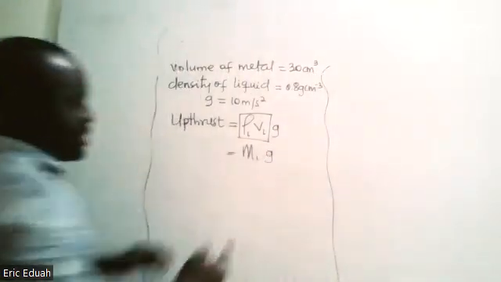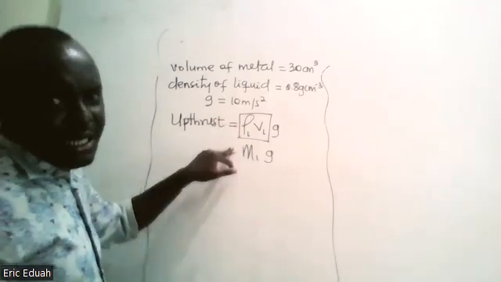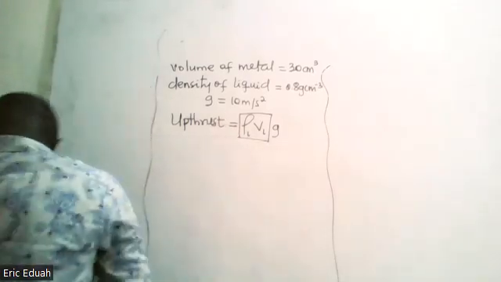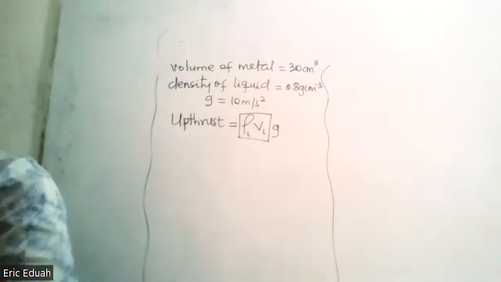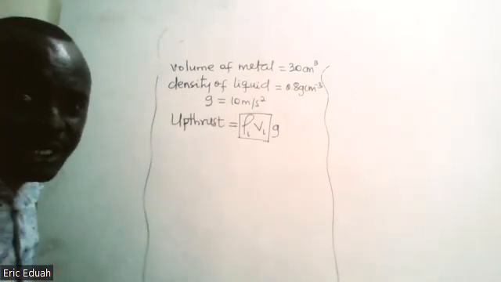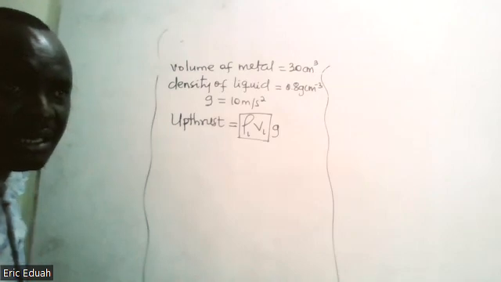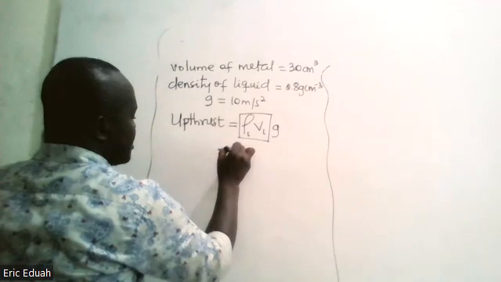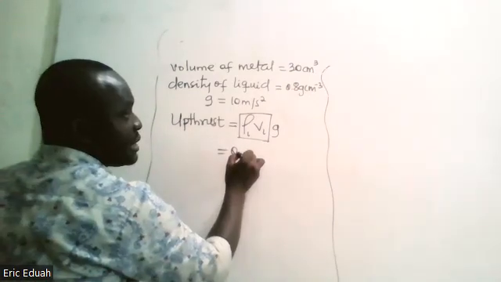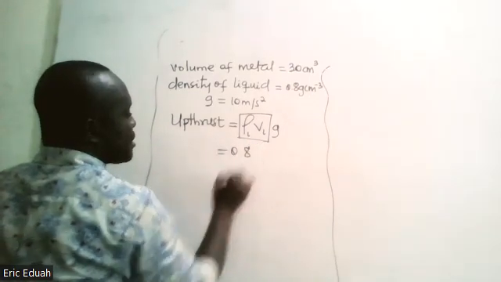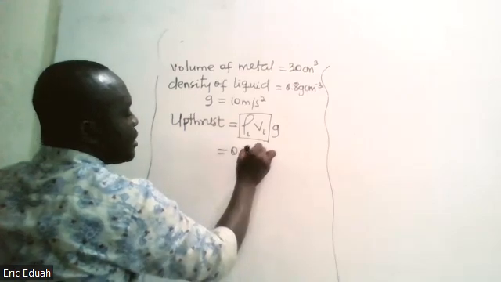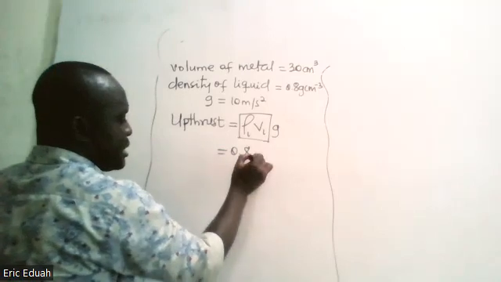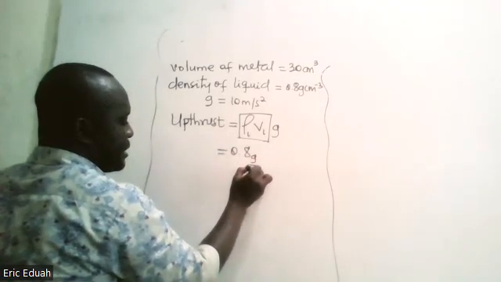For this particular question, we are using density of liquid times volume of liquid displaced times gravity. Do we have the density of the liquid? Yes, 0.8 gram per cubic centimeter. Okay, so let's even bring the units for you to see something.